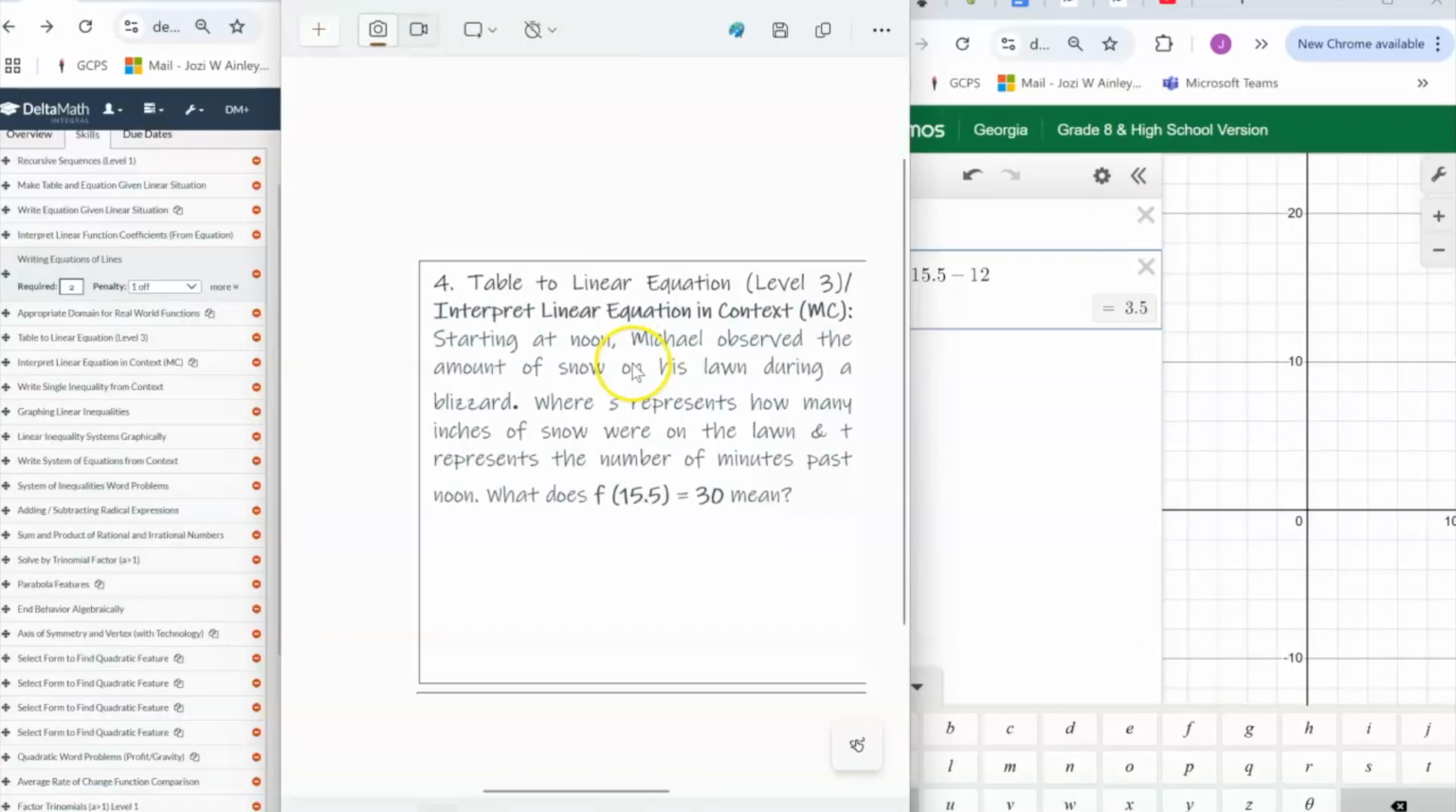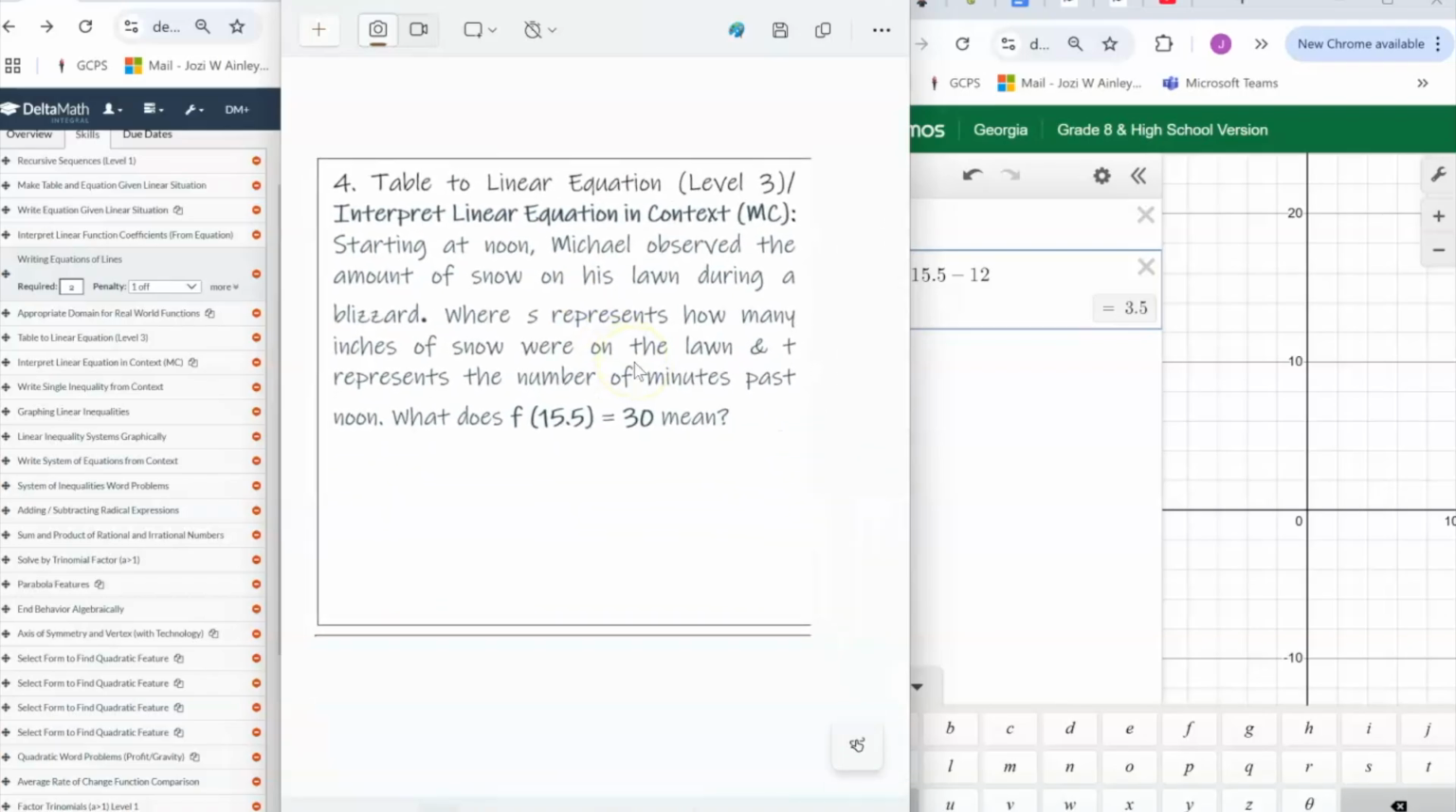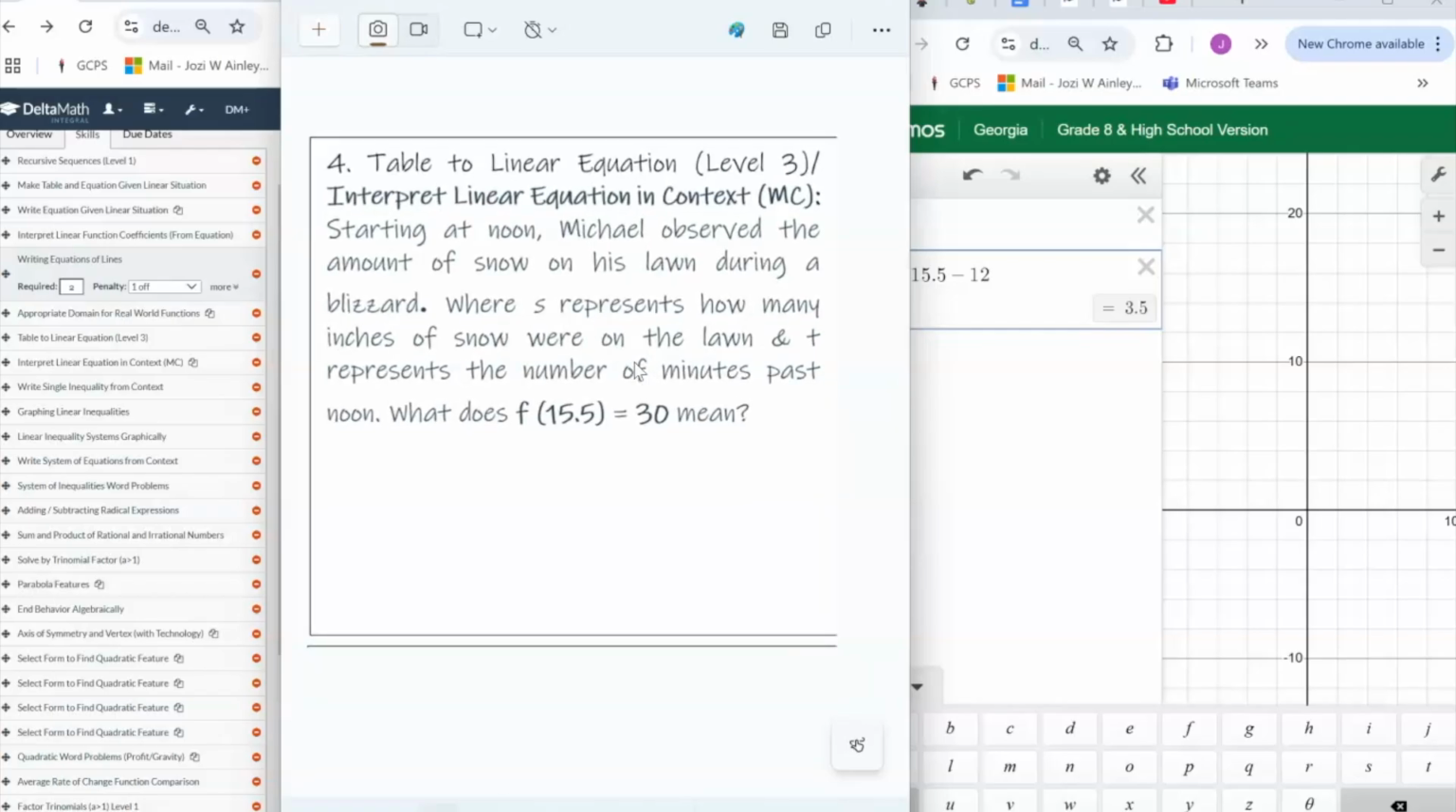And that's it. All right, so instead of looking at how to write a linear situation from a table like we did last week, we're going to be looking at how to interpret linear equations from context. So they give us a contextual problem right here. They're starting at noon. And what time is noon? Noon is 12 p.m.